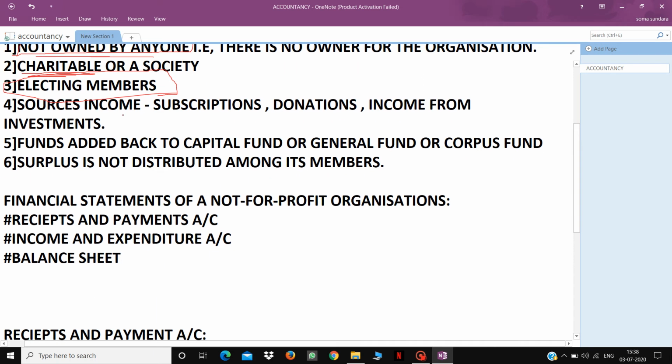So the fourth point is sources of income, their main sources of income. Their motive is not to earn profit, then how will they gain income? Their sources of income are subscriptions, donations, income from investments, etc. Like government grant they'll be getting. So government grant and government aid, everything that they get are their sources of income.